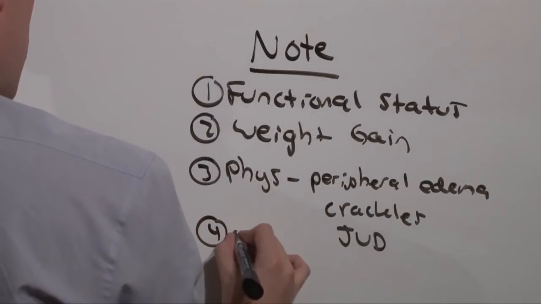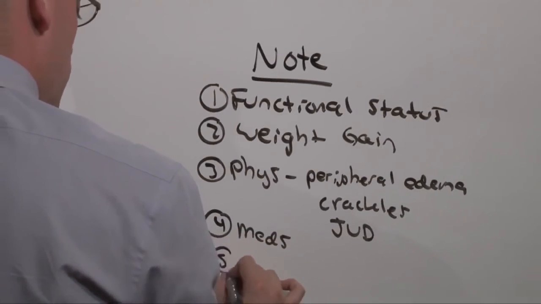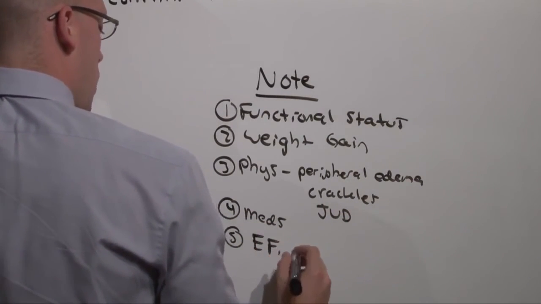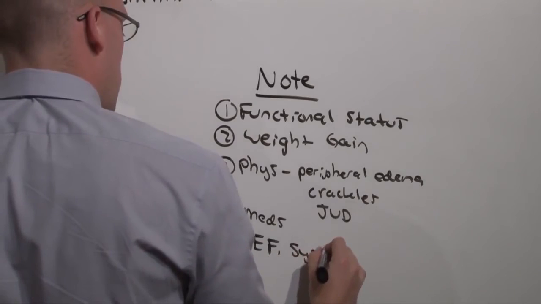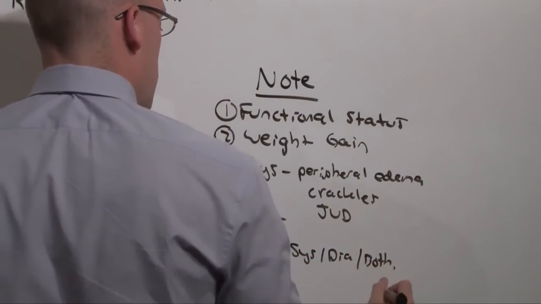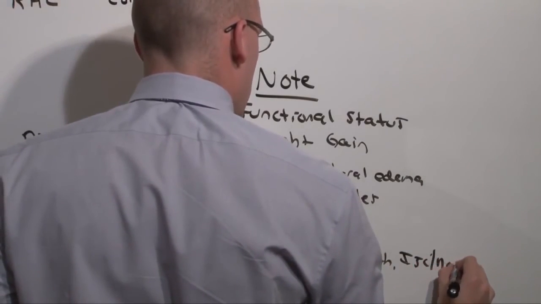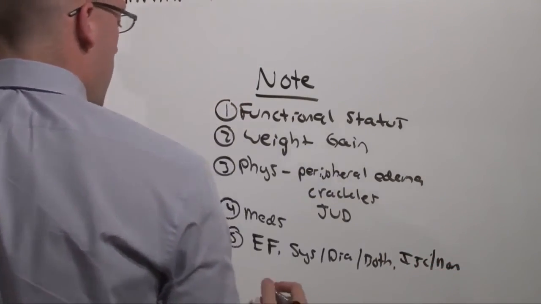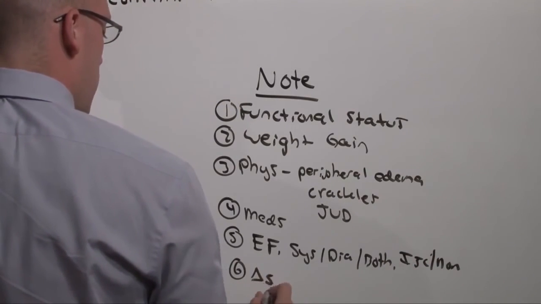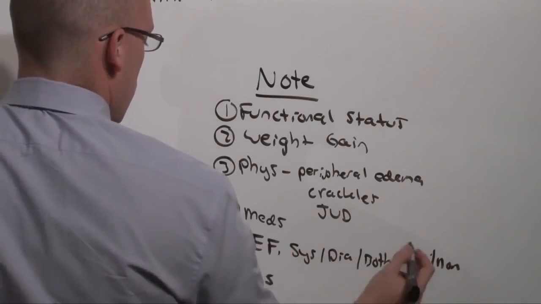You want to document the medications they're on, and you want to include what the ejection fraction is, whether they are systolic or diastolic, or both, the etiology being ischemic or non-ischemic, and any changes you're making to their medications today. Of course, include when their last echo was. That gives you this information.